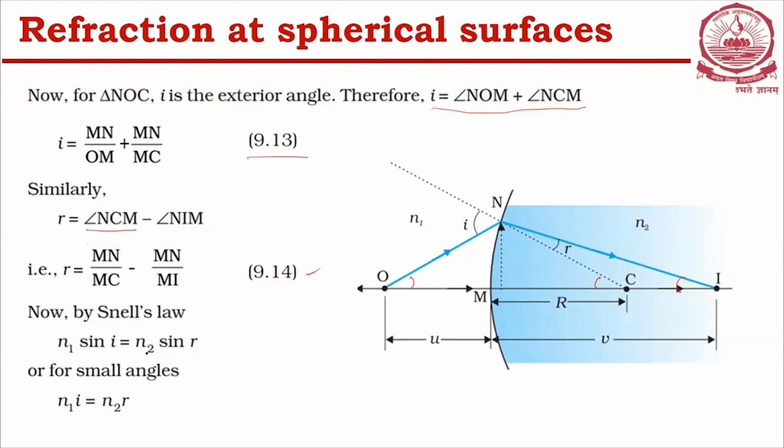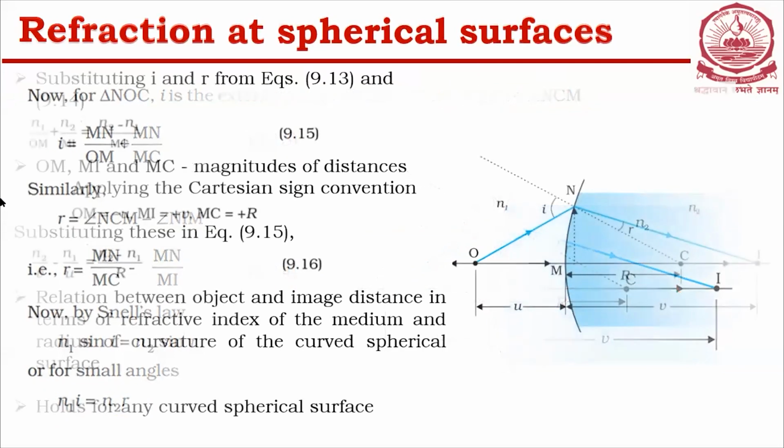Because the angles are very small, N1 i is equal to N2 r. This is the equation I am getting from Snell's law of refraction. Now I am going to substitute for this i and this r, using equations 9.13 and 9.14 in this equation.